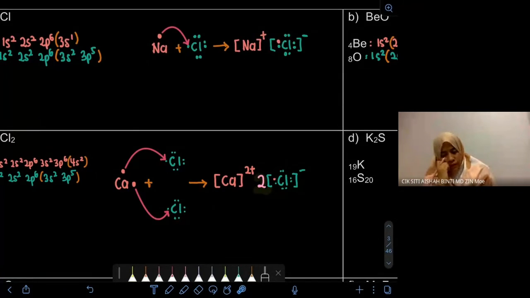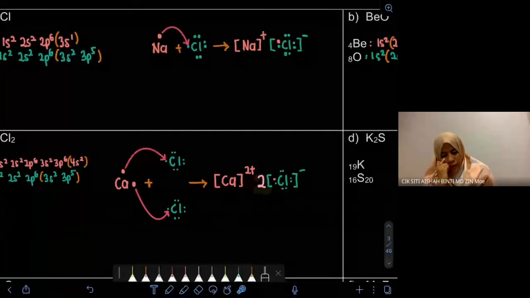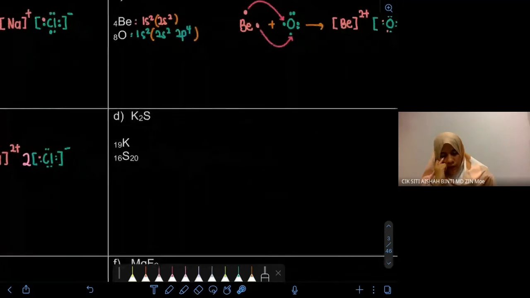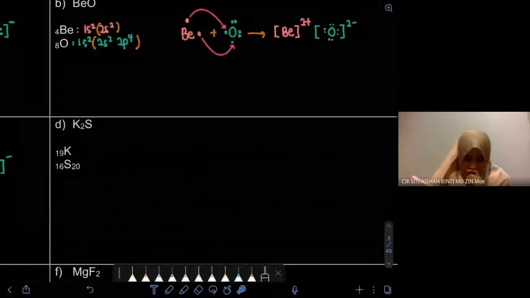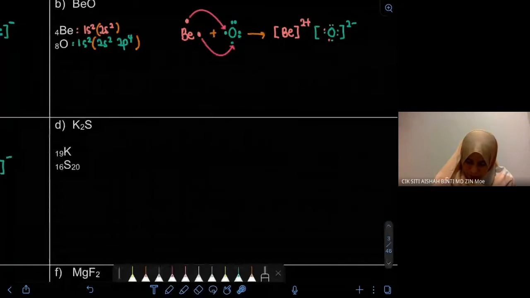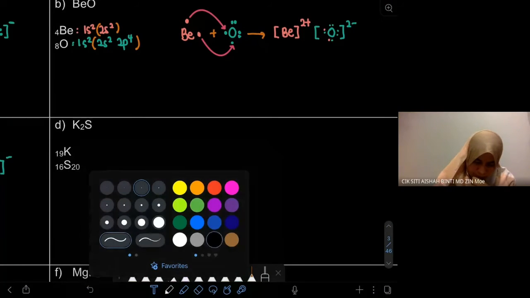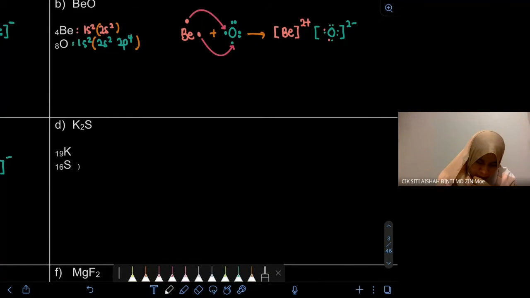Okay, for the second case yang D adalah potassium sulfide. Okay, potassium sulfide ni, ni pun Miss buat lah. Nanti E dengan F tu kamu hantar kerja tu. So dengan E dengan F ni, yang ni nak padam sekejap. Okay, this is the number of proton is 19. Number of proton for sulfur is 16. Okay, so how I'm going to draw it?